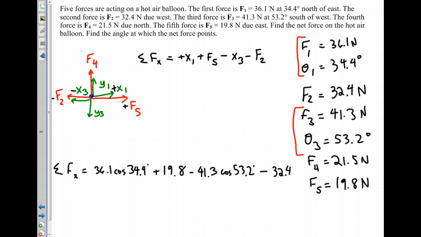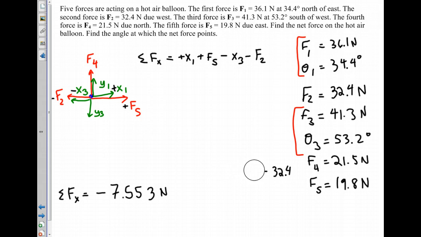And if I plug this into my calculator, make sure you're in degrees, because my angles here are expressed in degrees. That's what the little symbol says. So my calculator has to be in degrees mode, so it knows I'm plugging in a number of degrees, and it is 36.1 cosine 34.4 plus 19.8 minus 41.3 cos 53.2 minus 32.4. I forgot to add close parentheses on my angles, and I hit enter. What do I get? I get that the sum of the x forces is negative, that means to the left, 7.55. Beautiful. 553. And I'm not going to round this value yet because I don't have to report anything till the very end. No early rounding, that's bad.